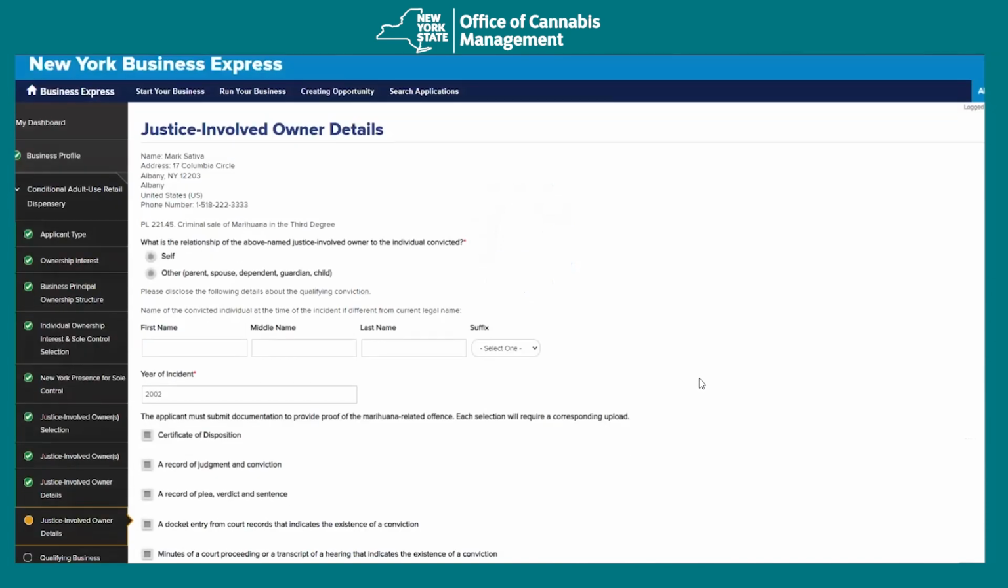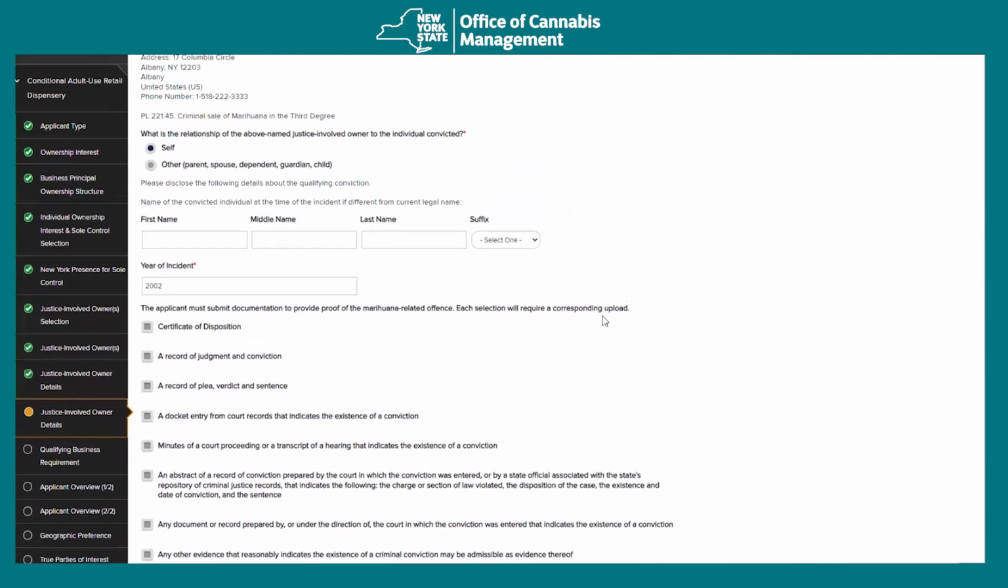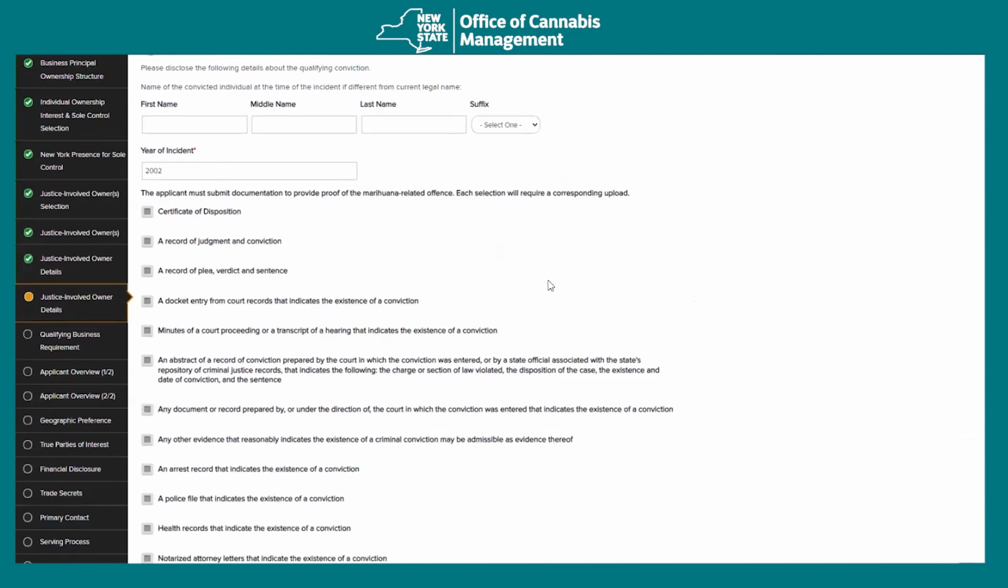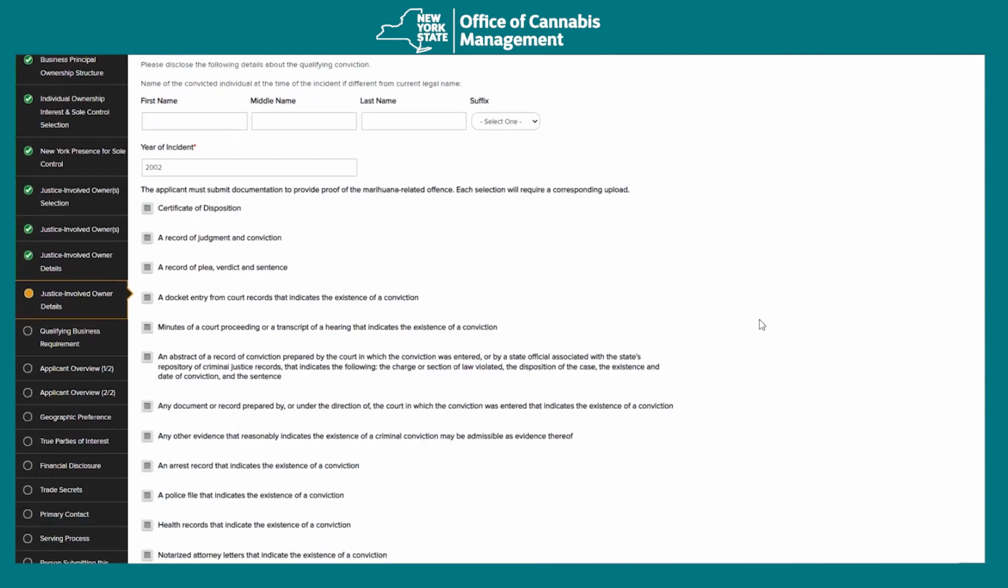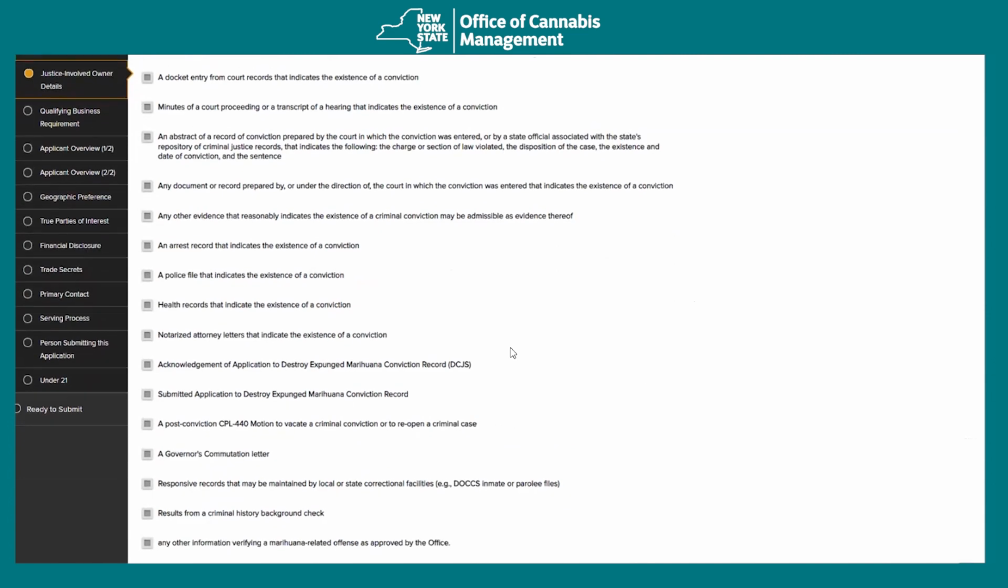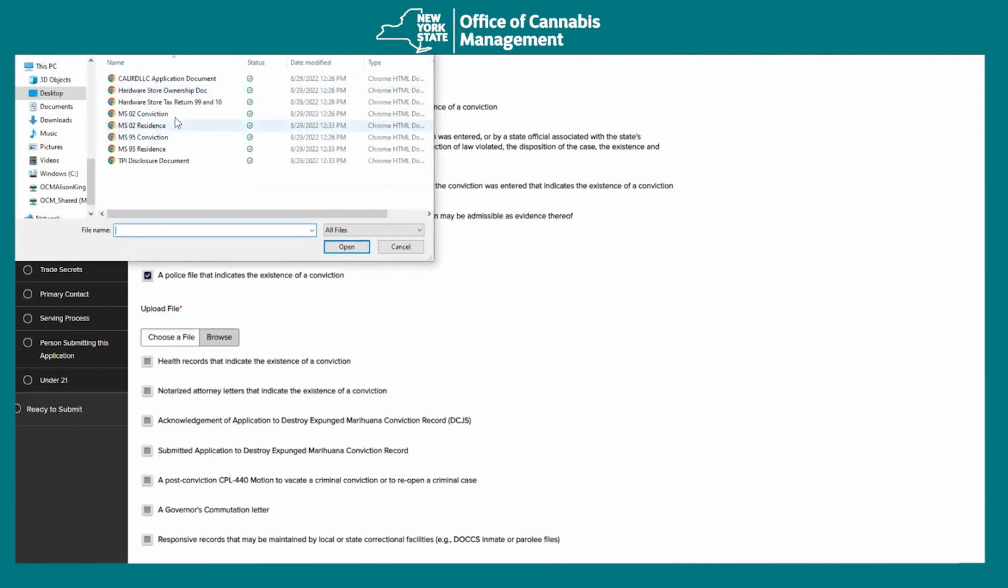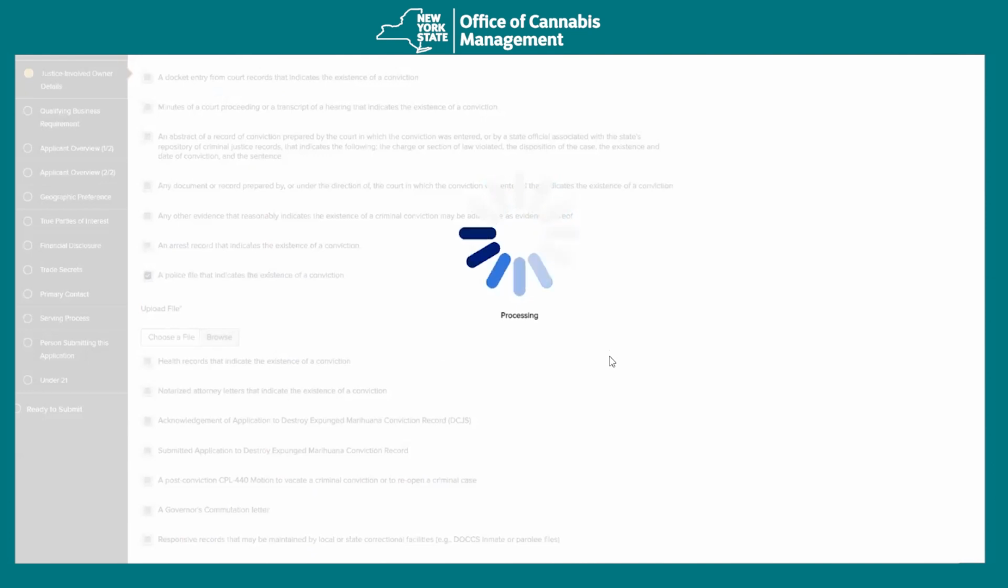Now I will complete details on the second conviction that makes Mark justice involved. This was also on himself. If it was on a family member, I would have to provide the name of the family member and proof of the relationship. This year of incident is also autofilled for 2002. For this conviction, we have a police file that indicates the existence of a conviction. So I will upload that here.